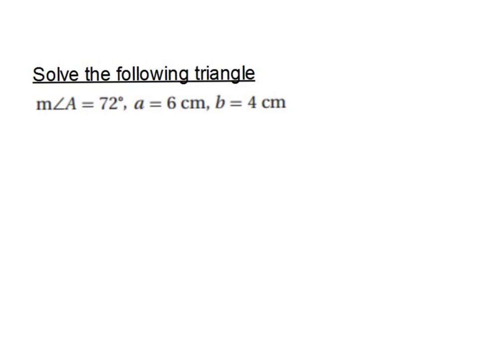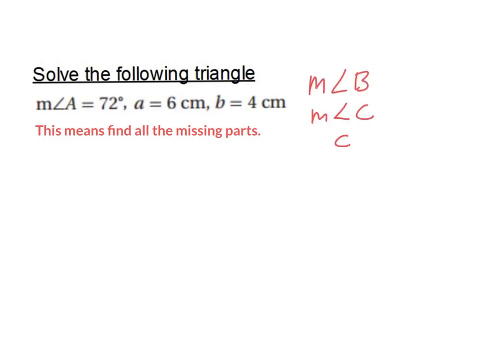It'd probably be easier to write it down than take a picture of it, honestly. Solving the triangle. That means find all the missing parts. We've talked about that before. So what are the things I need to find? What are the missing parts? Angle B, angle C, and side C. Okay? So I'm looking for the measure of angle B, measure of angle C, and side C.